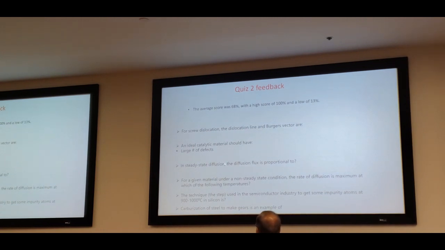In steady state diffusion, the diffusion flux is proportional to the concentration gradient. At least one of you asked me why it is not proportional to the diffusion coefficient. The diffusion coefficient is a constant, right? So it is not proportional to the diffusion coefficient, it is proportional to the concentration gradient. When you write J equal to the diffusion coefficient times the concentration gradient, when you say it's proportional, it is proportional only to the concentration gradient.